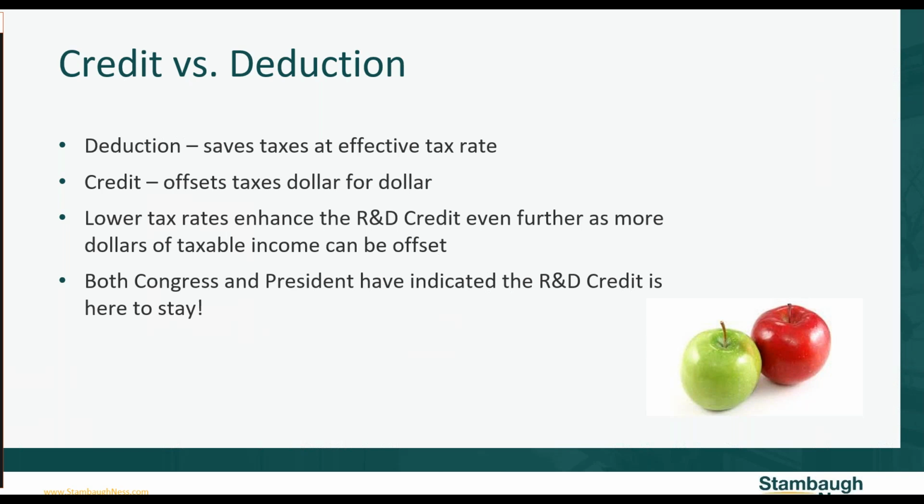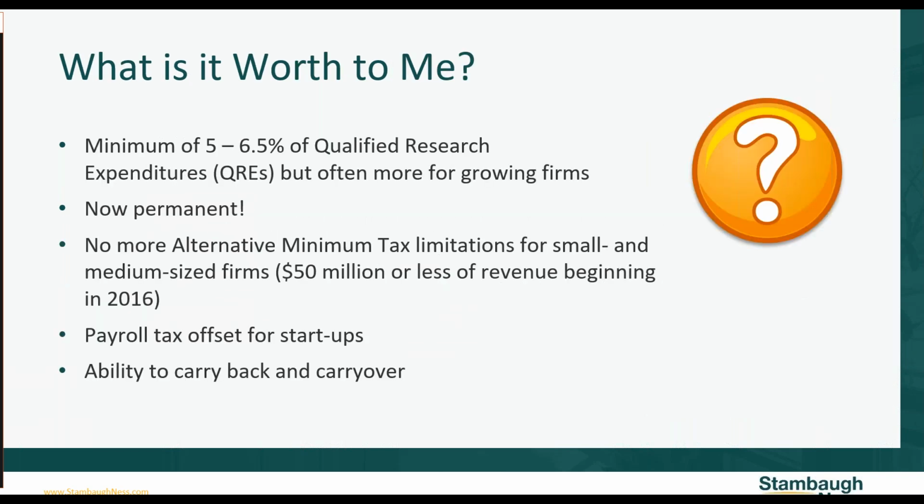So with that kind of background, let's start talking about what you're really interested in. How much is this thing worth to me? Well, as a general yardstick or a general benchmark, it's usually a minimum of 5 to 6.5% of something called qualified research expenditures. And I'm going to explain to you what they are. But often that percentage is even higher for a growing firm, a firm whose revenue is on the uptick and whose offsetting payroll burden also may be on the uptick. And again, I'm going to explain the formula to you and why that is.